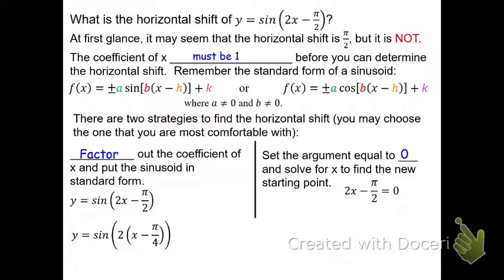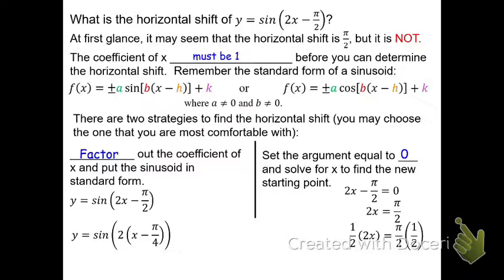You then solve for x. To solve for x, or isolate the variable, I would want to add pi over 2 to the other side, and then divide by 2. Now I don't like dividing fractions, so instead I'm going to multiply by the reciprocal. So instead of dividing both sides by 2, I could also multiply both sides by 1/2. To me, this is a little bit easier.